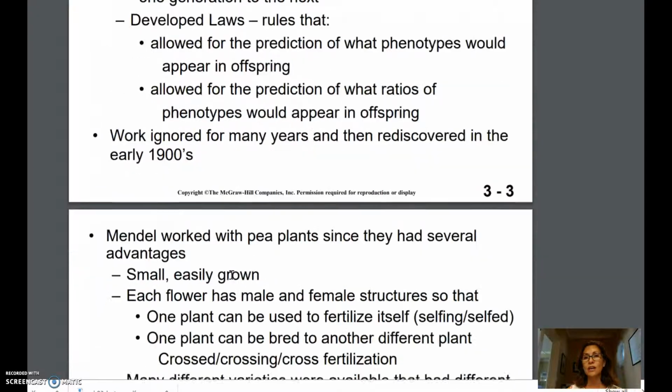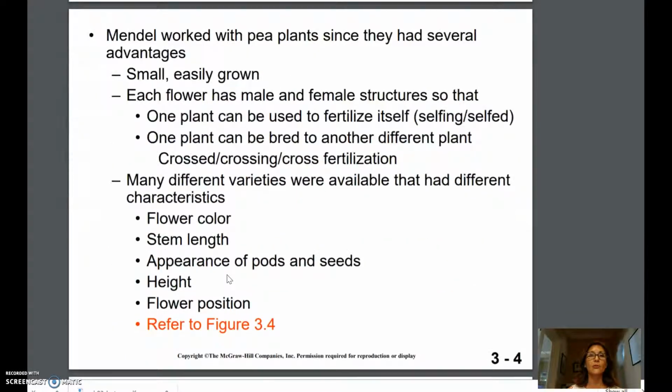His work was not abandoned, but not understood very well until the 1900s, when people started looking at the transmission of traits in more complicated organisms, in vertebrates and so forth. So let's move on with what Mendel worked on.